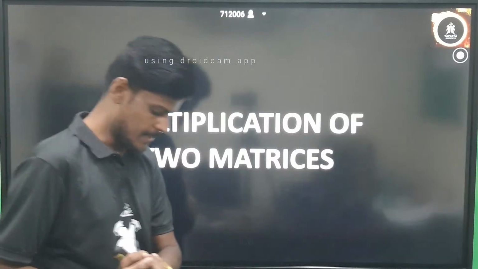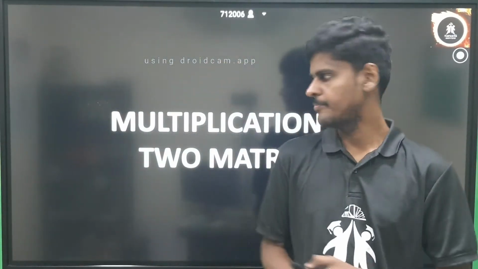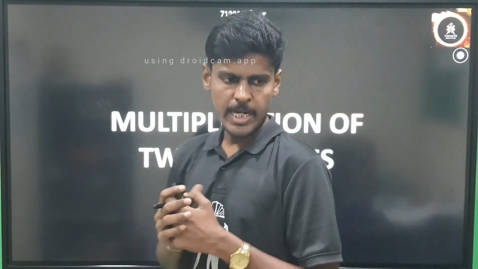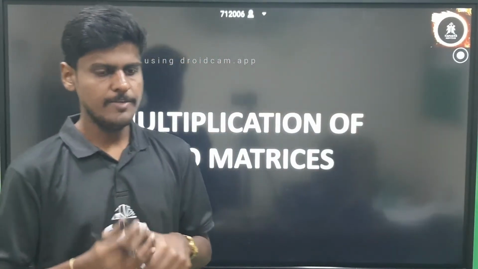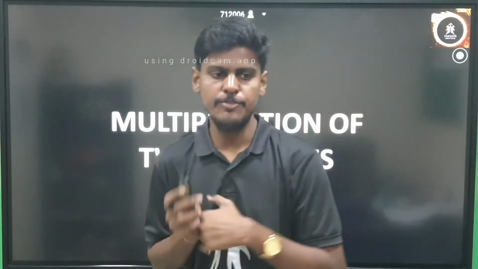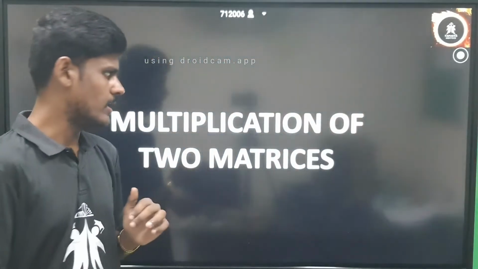Next topic is multiplication of matrices. How to multiply two matrices? We can multiply two matrices when the number of columns in the first matrix and the number of rows in the second matrix are equal.